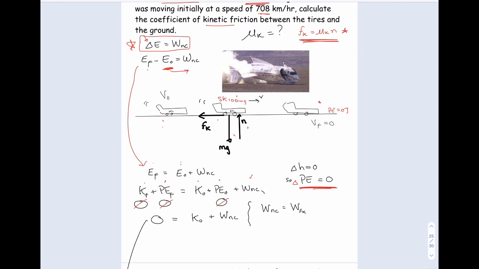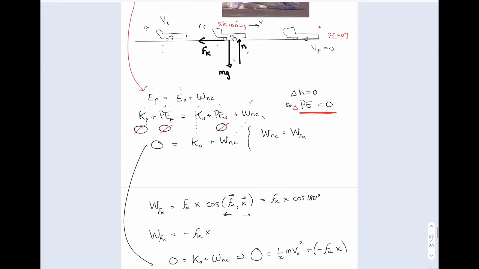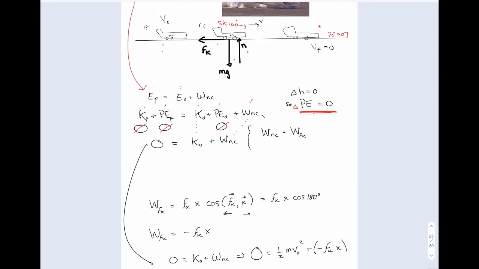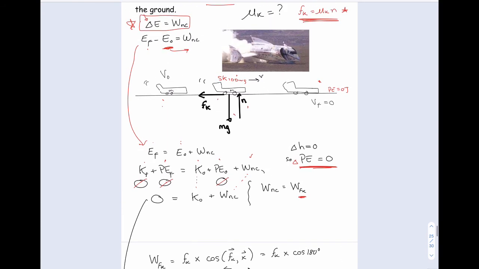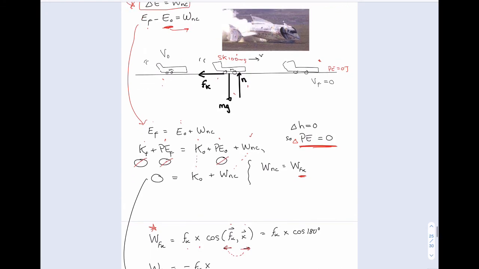So all I have left is 0 on the left, the kinetic energy, and the work done. Remember, the work done by the non-conservative force, that's our kinetic friction force. So I need to calculate the work done by kinetic friction. The work done is the force times the distance times the cosine of the angle between them. In that picture, kinetic friction points to the left, the car's moving to the right, the angle between those is 180 degrees, and cosine of 180 is minus 1. So the work done by kinetic friction is minus F sub k times x. That's what I'm going to put right there.